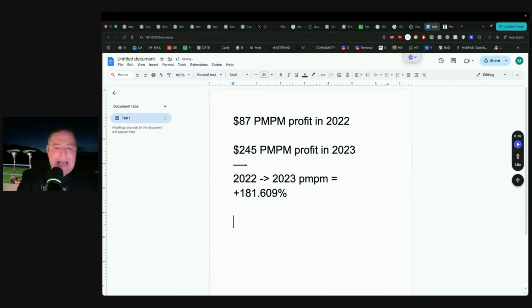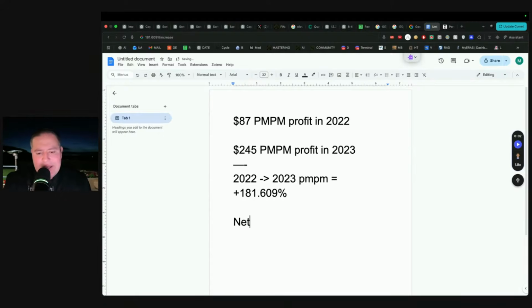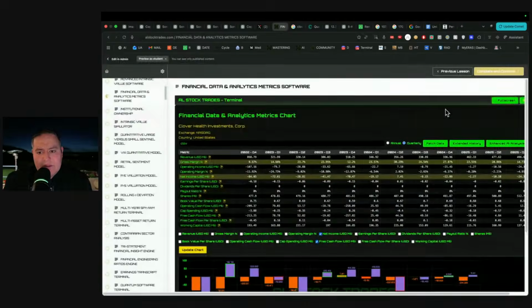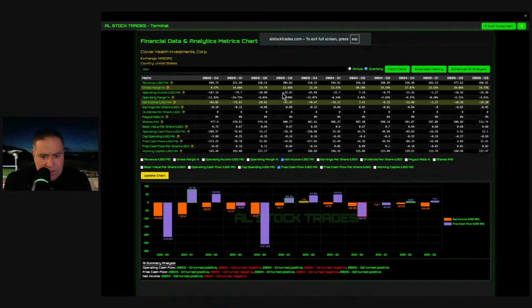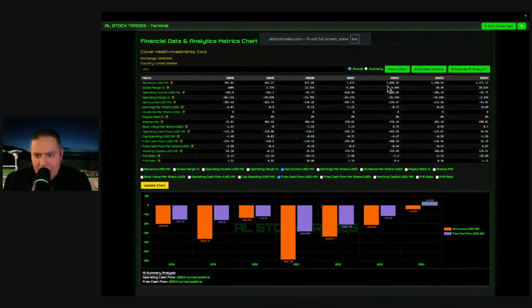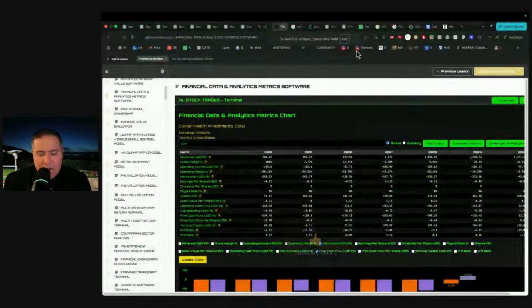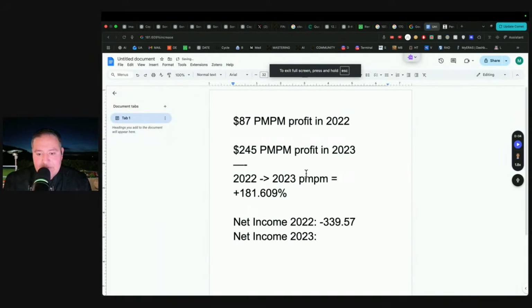So now let's look at the net income. Let's look at the net income for 2022, and then the net income for 2023, and see how that translates, because that's an interesting question. To do that, we go to this financial statement here, and then go to annual. And in 2022, they were negative. Holy shoot, 339.57. They were negative $339 million in the hole.